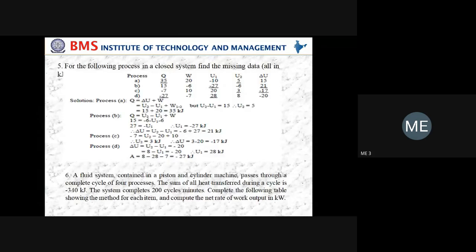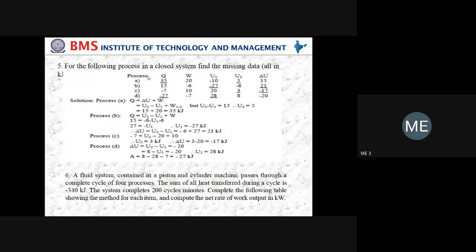Now you see, sometimes they'll give the data in tabular form like this, so you have to complete the data. Here, for the following process in a closed system, find the missing data. Whatever the underline is there, that is the missing data. You have to fill that missing data.